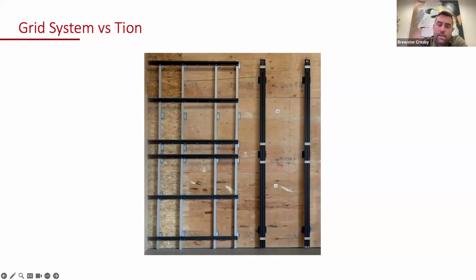So literally the installer just takes those already assembled vertical members out of the crate and attaches them to the wall based off the spacing that we provide. So that's basically what the wall looks like prior to.